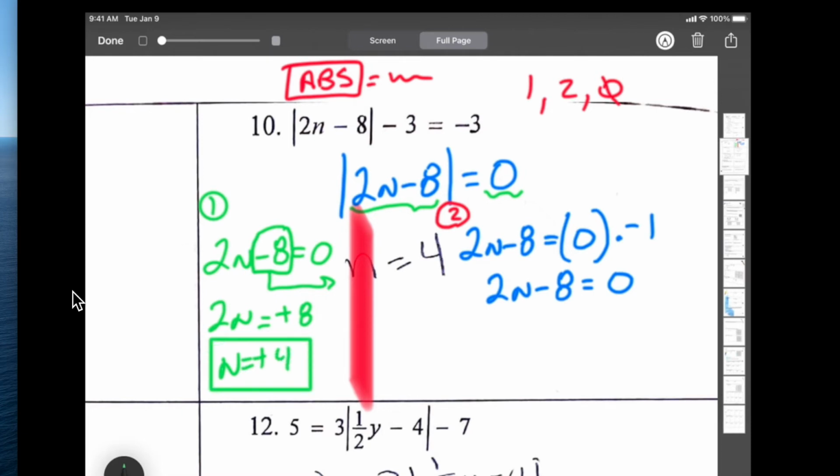Do the same thing over here. It's the same exact equation. We're going to get n equals +4. Okay. Last challenge with absolute value.